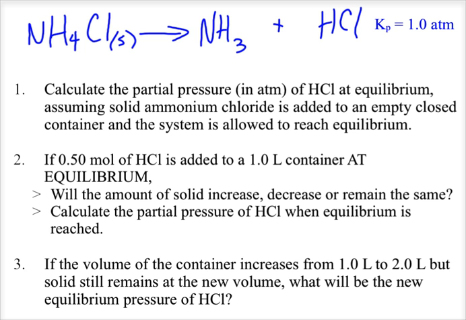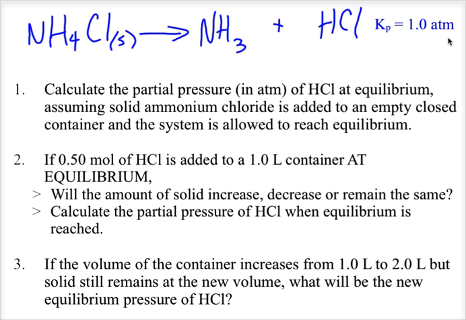Here's an example of a heterogeneous equilibrium where you have gaseous products and solid reactants at equilibrium. Should be a double arrow here. And the question is, there are multiple questions. So if we have Kp, we know that Kp is 1.0, and since we're talking about Kp, then we know we must include units for K.